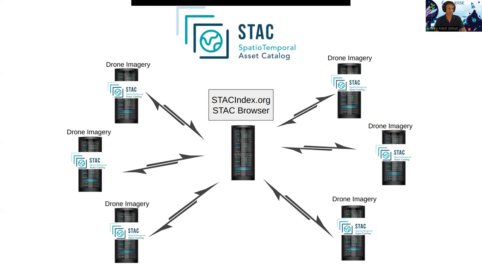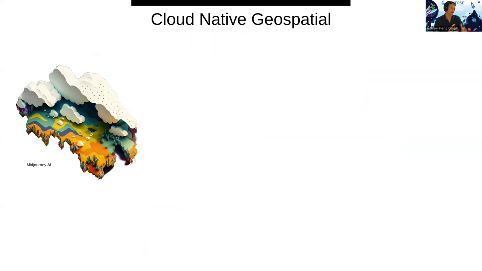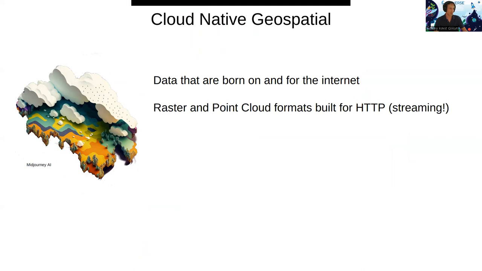All right, now that we've described STAC, let's talk about cloud native geospatial formats. So you have your data up in cloud storage, right? Now we're going to talk about what format that drone data should be. So cloud native geospatial, these are formats that are born on and for the internet. And so we have raster and we have point cloud formats that are built specifically for HTTP. In other words, streaming. So it's the difference between downloading a movie and streaming a movie on Netflix. So, that's kind of the analogy we have.